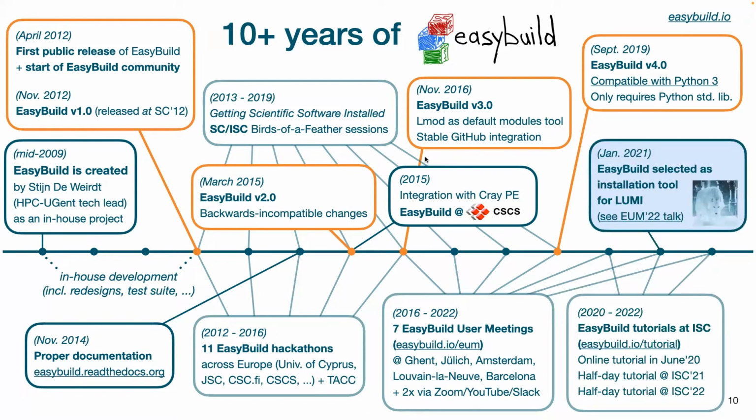And then last in this timeline, a little bit over a year and a half ago, EasyBuild was also selected as the software installation tool for Lumi, the big pre-exascale HPC system in Europe. And that was a very good result for us after over 10 years of hard work, that we see very big supercomputers also picking EasyBuild as their tool of choice.